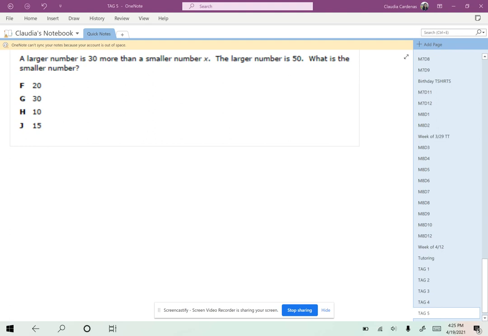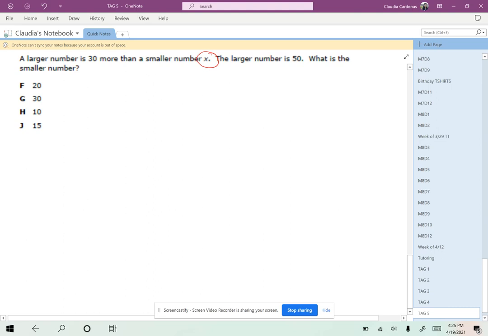So what does that even mean if we are talking about this larger number being more than a smaller number, all sorts of fun stuff, and even having a variable? Let's think about what the x actually is. I know that x is an unknown number, some sort of missing number that we're trying to find. So if I said the problem again, I would say a larger number is 30 more than a smaller number, or an unknown number. The larger number is 50. What is the smaller number?